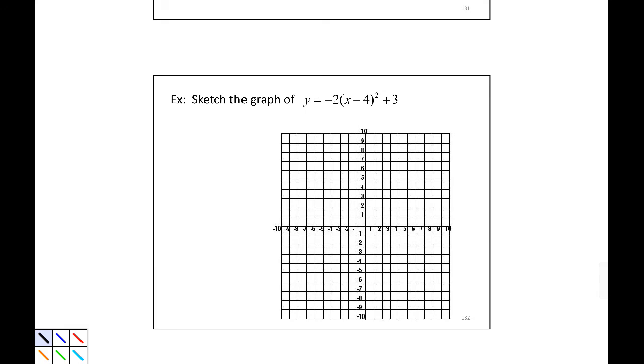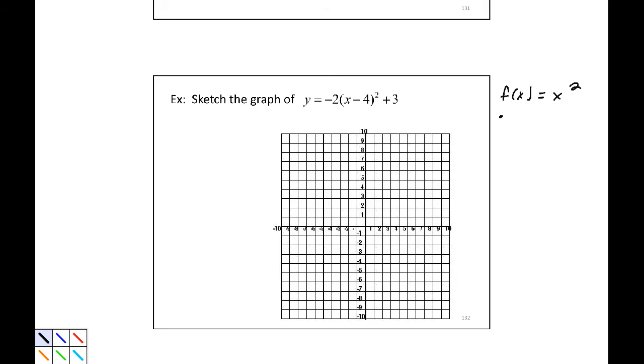Example: sketch the graph of y equals -2(x minus 4) squared plus 3. First thing we need to observe is actually the parent function. The parent function is f of x equals x squared. We're looking at a quadratic, and we're shifting and stretching that. So next we have horizontal shifting.